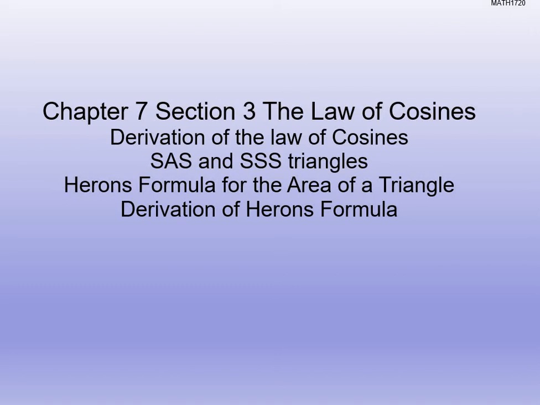Alright, welcome back. Math 1720. We are in Chapter 7, looking at Section 3. We just completed the ambiguous cases for the law of sines. Now we're going into the law of cosines.